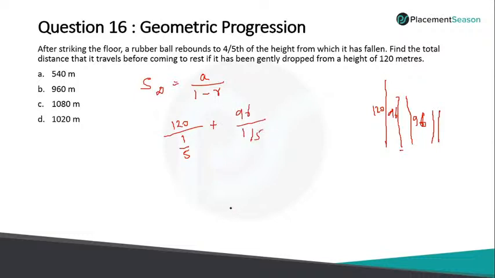On solving this, I'll get 5 into 120, which is 600, plus 5 into 96, which is 480. I'll get 1080. Okay, right. Next question.